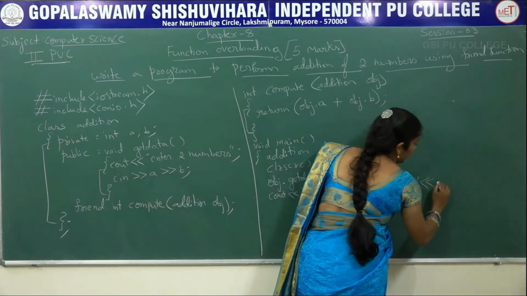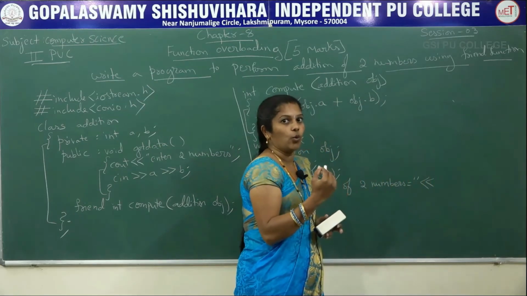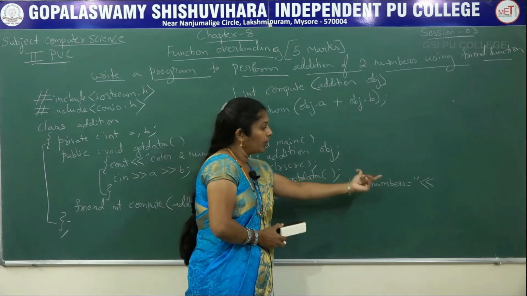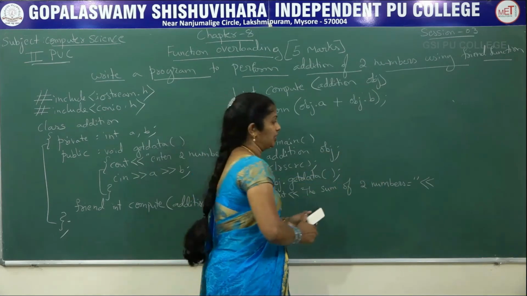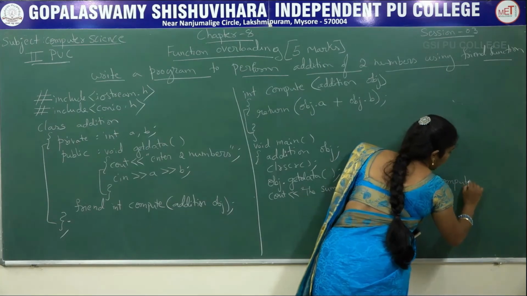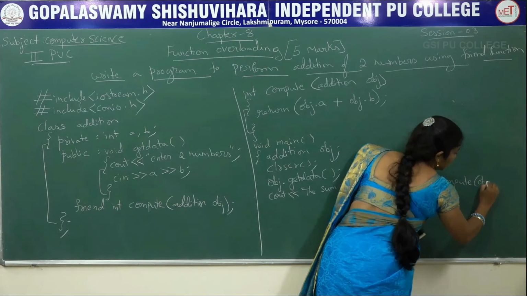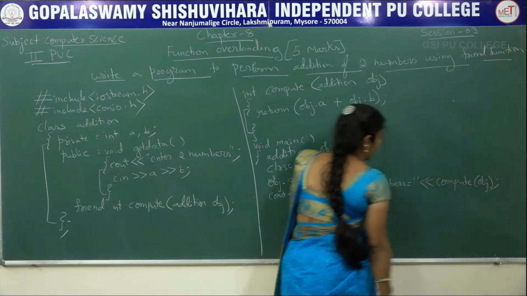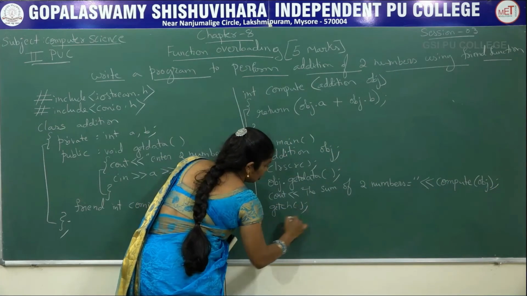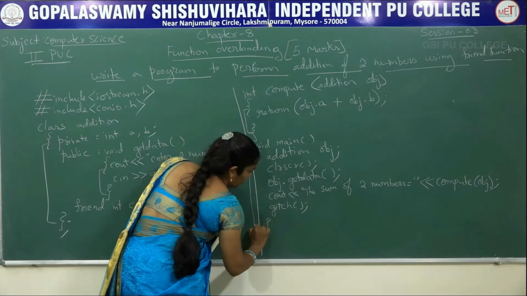Insertion operator directly. Whereas for the other function, how are we writing? Object name dot compute. Whereas here it is a non-member function. That's why I can directly call the function, that is compute, inside the bracket object. Then getch, close the main program which you opened.